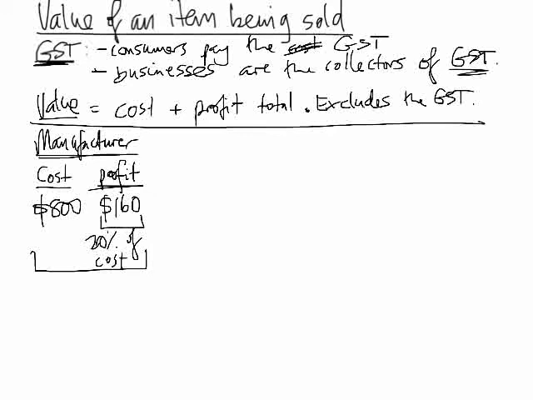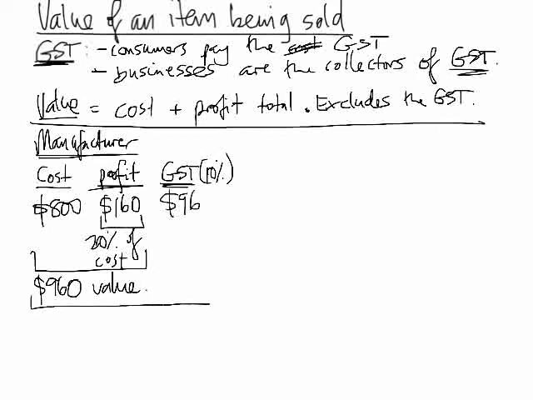So, by our definition of what value is, the value of the item at this point, the value of the item for the manufacturer is $960. And this is what the manufacturer charges GST on. GST is 10%. So 10% of 960 is going to be $96. So in total, this is the selling price.